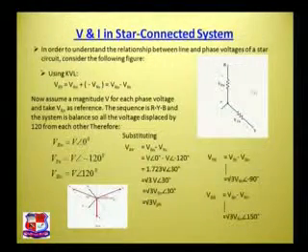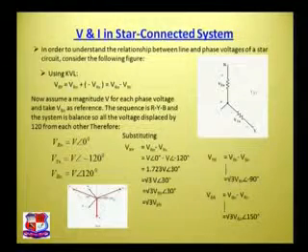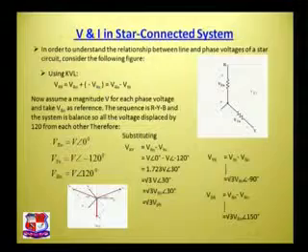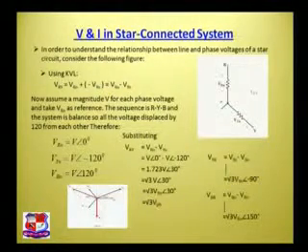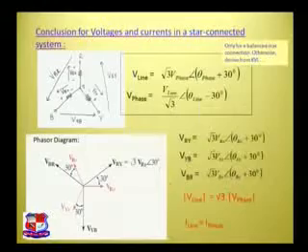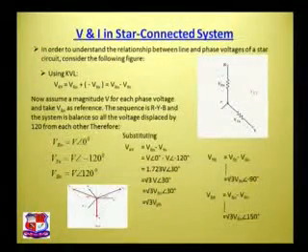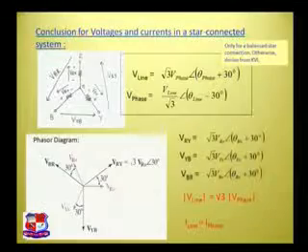VYB is equal to, also you can define as VYN minus VBN, root 3 V at minus 90 degrees, and VBR is at 150 degrees. You can define it by the same procedure as VRN minus VYN.